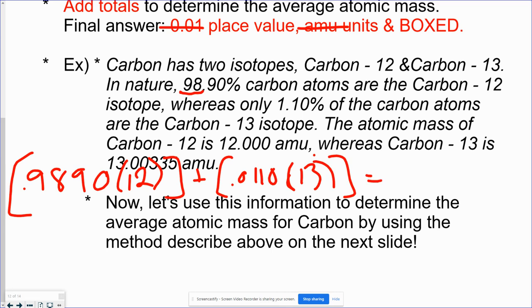And when you add that up, now mind you, that's 13.00335. You should get 12.01 or something around that.